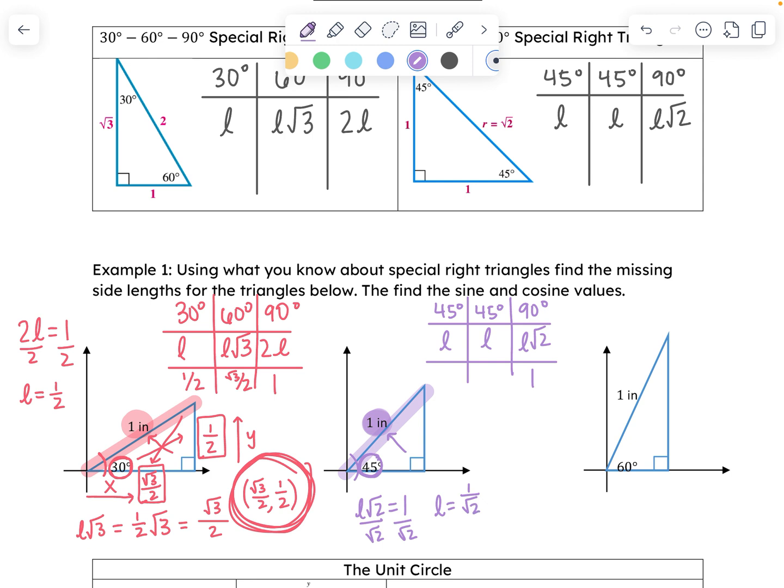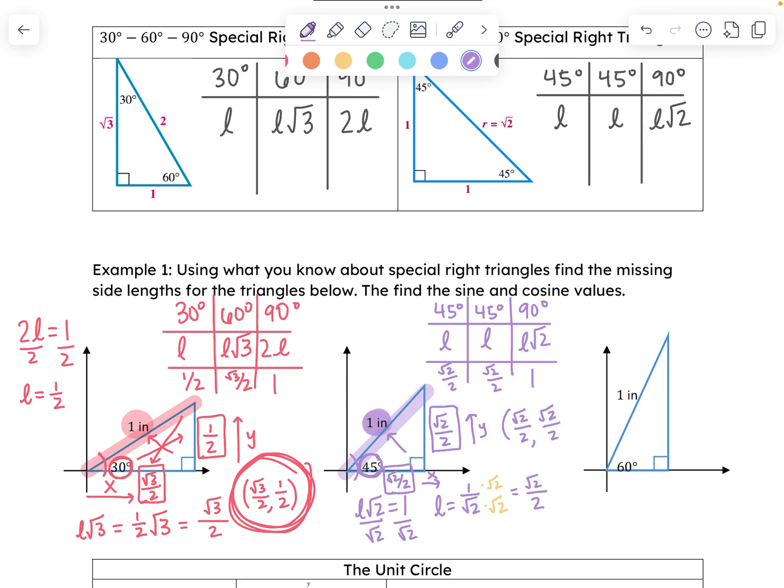But remember, we can't leave our answer like that. We have to rationalize the denominator. So I'm going to multiply top and bottom by the square root of 2, which gets me the square root of 2 over 2. So that's both of my missing sides here because they're the same length. So going up and down, I'm going to have the square root of 2 over 2. And going across the bottom, I'm going to have the square root of 2 over 2. So going in my x direction and up and down in my y direction means that I have the point root 2 over 2, comma, root 2 over 2. So that's going to be the point that I'm going to fill in on my circle in a second. But let's fill in those angles first.